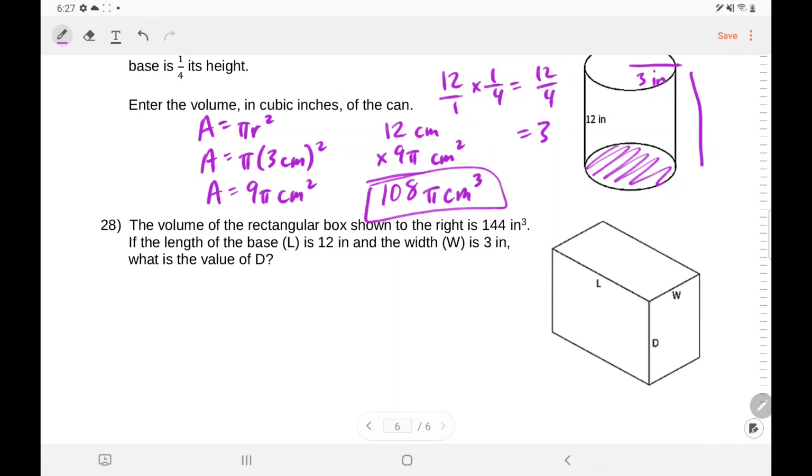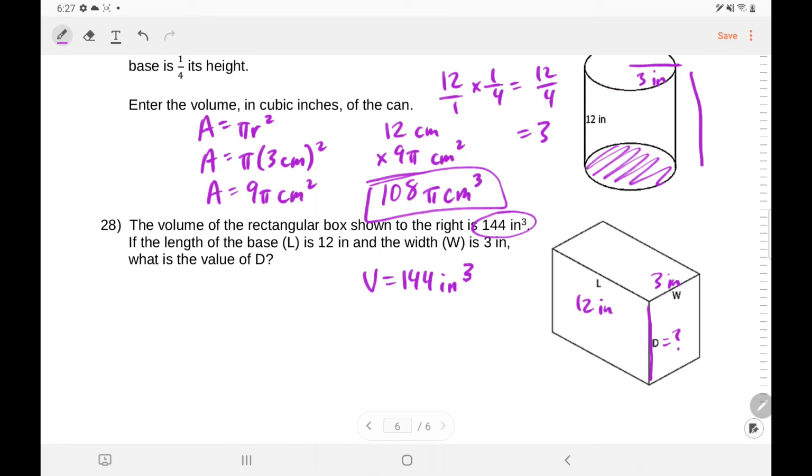Last but not least, the volume of the rectangular box shown to the right is 144 inches cubed. That's our volume. If the length of the base, L, is 12 inches, and the width is 3 inches, what is the value of D?